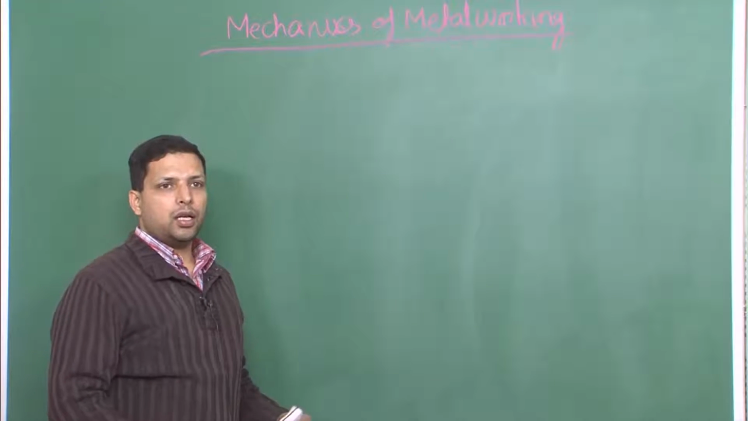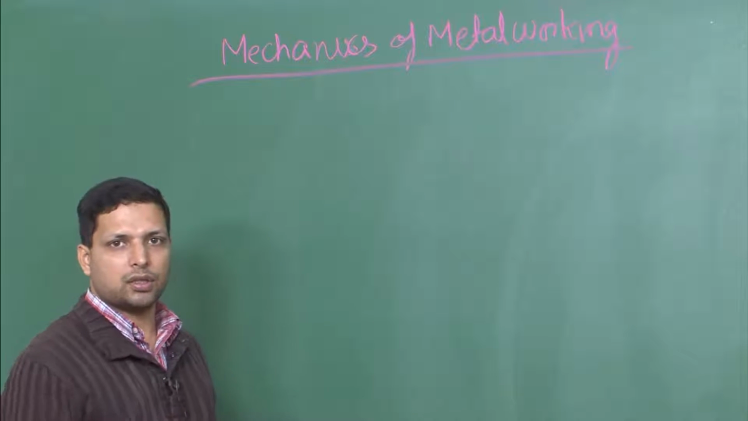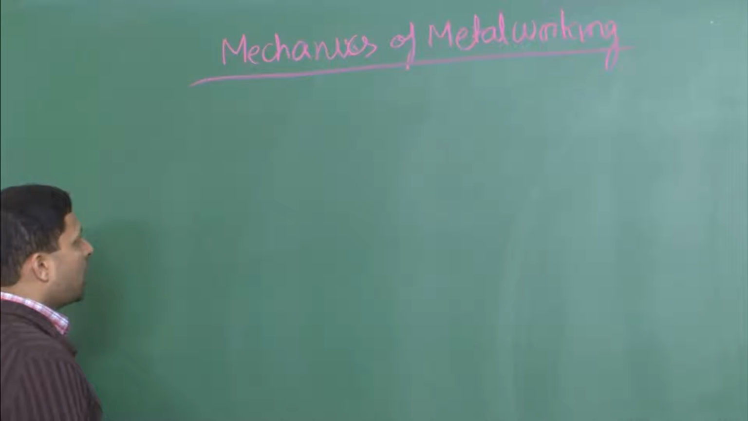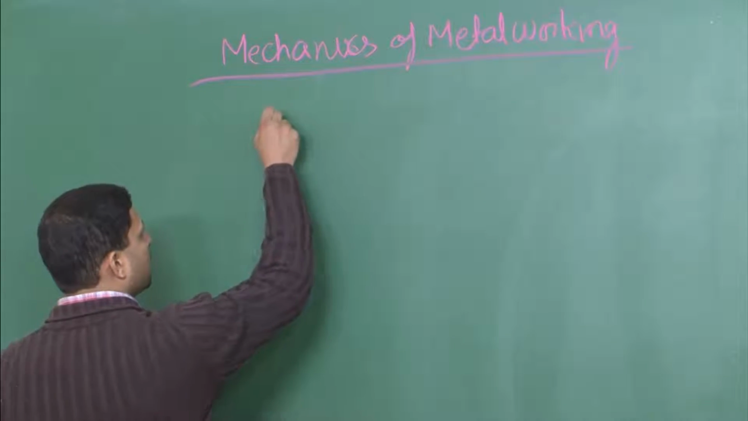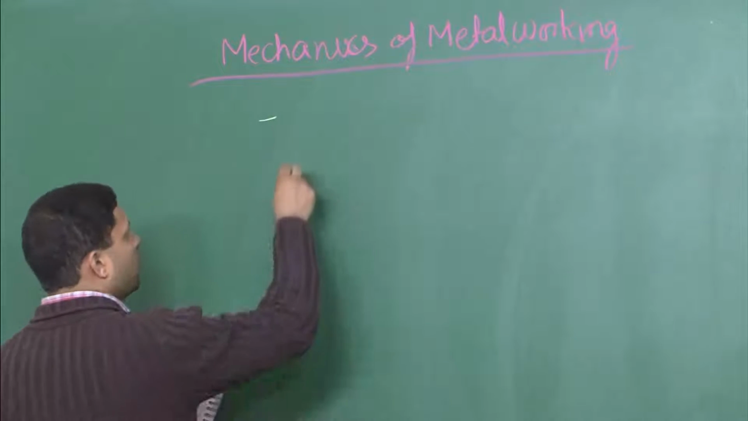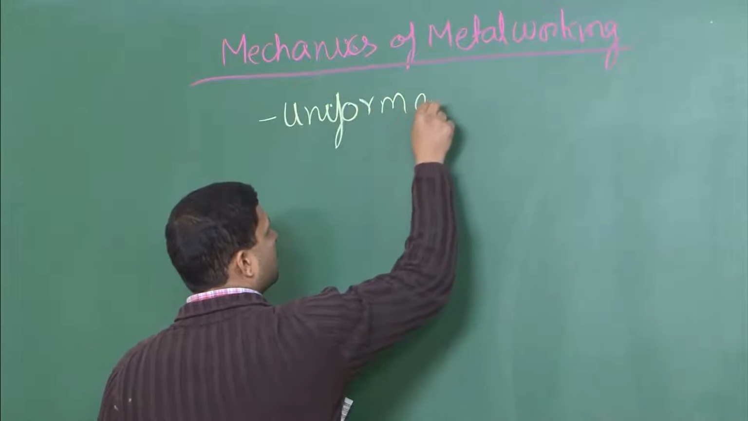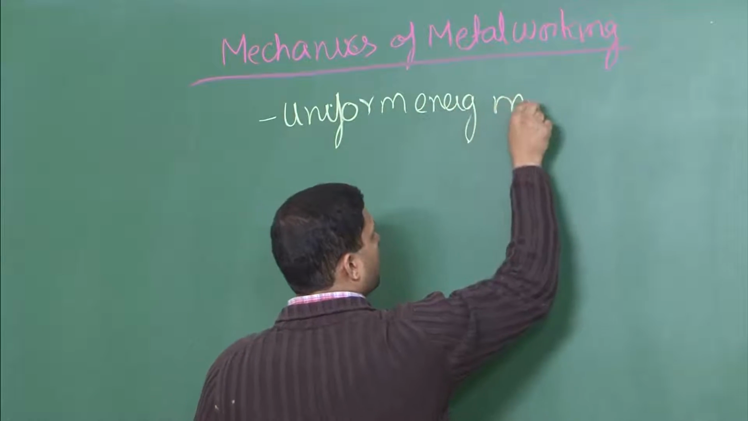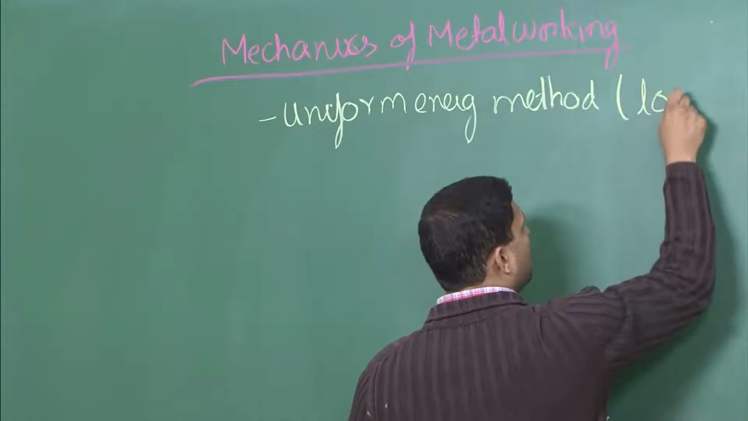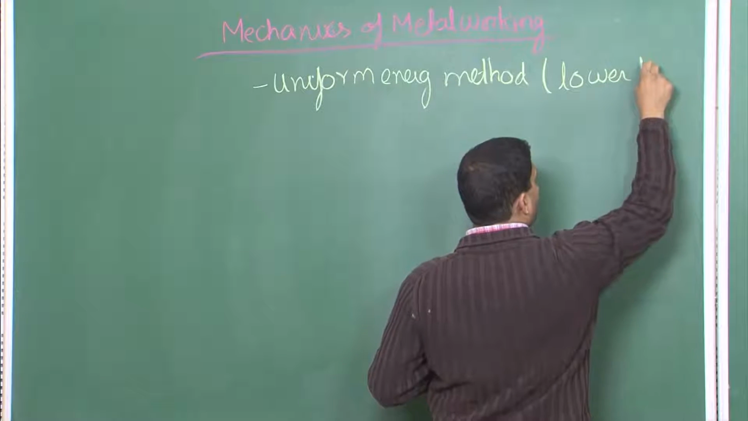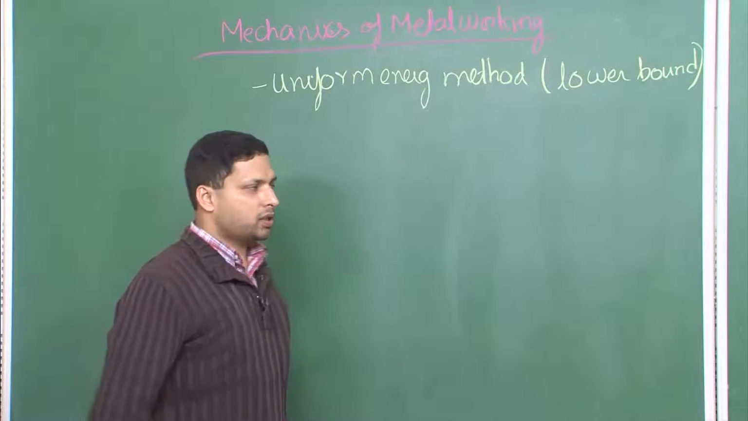What we are trying to understand, like I said, are the load requirements, the force calculations, the stress calculations and so on. There are different ways or different techniques that have been developed, and I will list out some of those. One of them is the uniform energy method, which is also called the lower bound, meaning whatever load or stress requirements that you calculate using this method, that is the minimum that will be required, and you will see why it is the minimum.